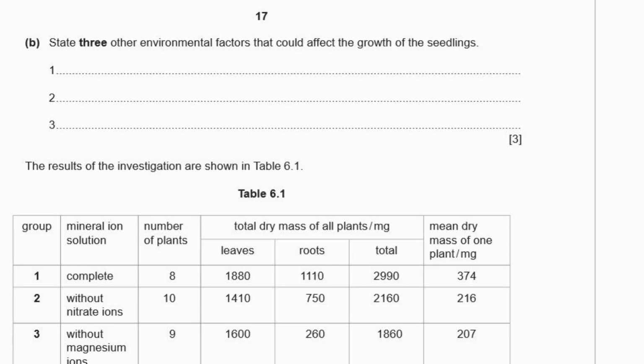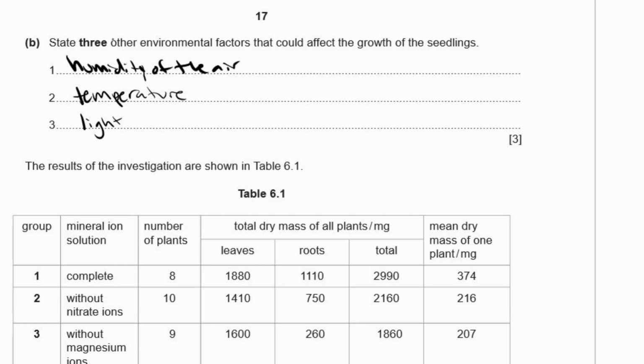B. State 3 other environmental factors that could affect the growth of the seedlings. There's lots of things that can affect the growth of plants. So humidity of the air is one. Another one is temperature. Another one is the amount of light they're getting. That's 3 things, but there's lots of other things you could put down. As I said, it has 3 in bold, only put down 3.